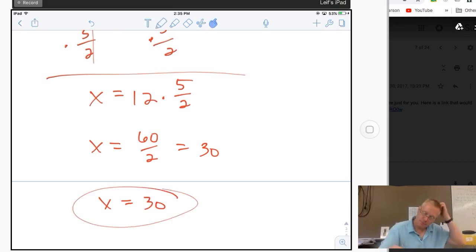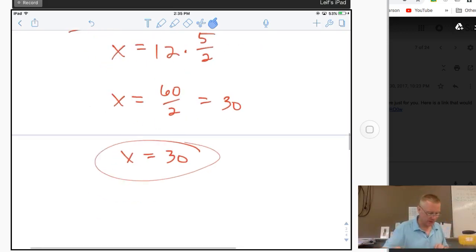Okay? Or you take a calculator. Go 5 divided by 2 is 2.5. 2.5 times 12 is also 30. A whole lot of ways to get that. Number 8.